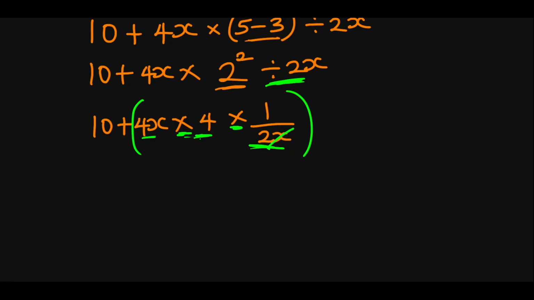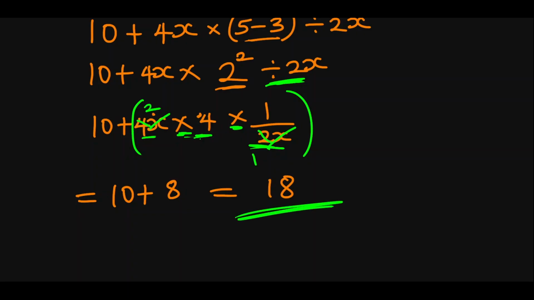Simplifying now, x, we cancel x up and down, 2 we go here 1, 2 we go here 2. So this will now give us 10 plus 2 times 4 is 8. So the final answer is 10 plus 8, which is 18, and that becomes the final answer.